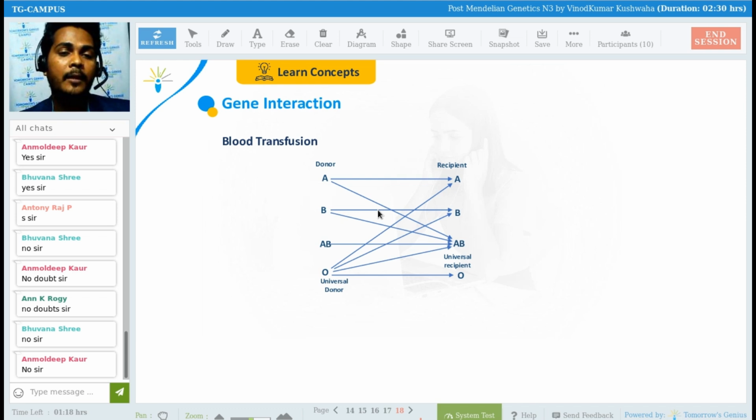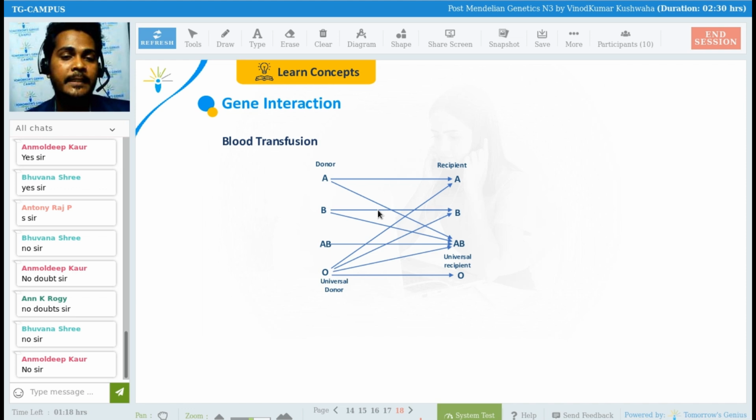Now let's try to understand blood transfusions. What is the meaning of blood transfusion? Blood transfusion is generally between persons of the same blood group, but some inter-blood group transfusion can also be done safely if necessary. In emergency situations, a person can donate their blood. So who are the donors and who will be the recipients? Let's try to understand.